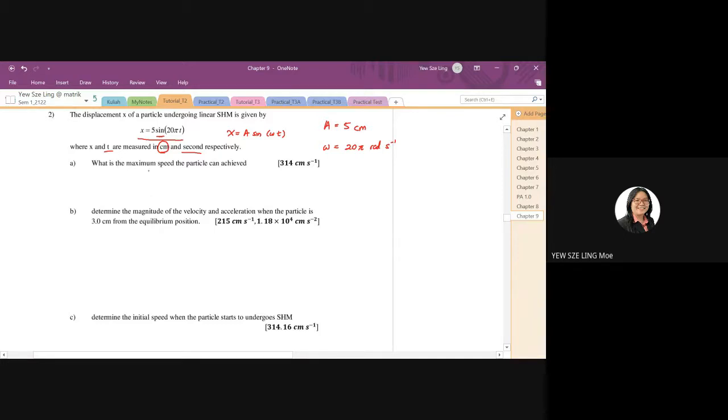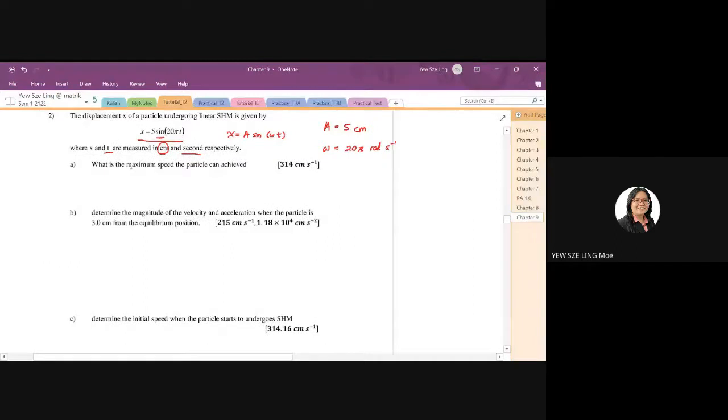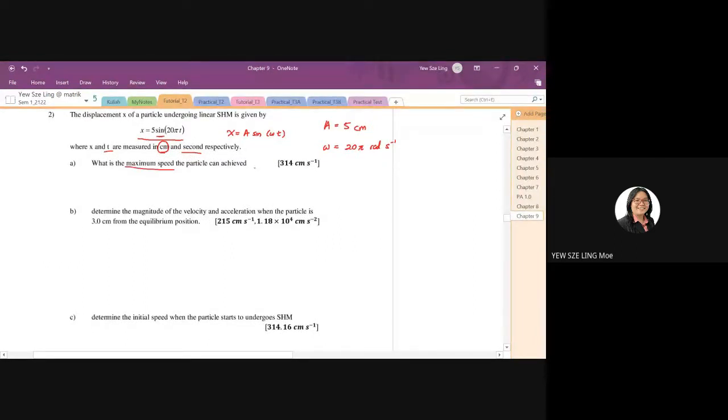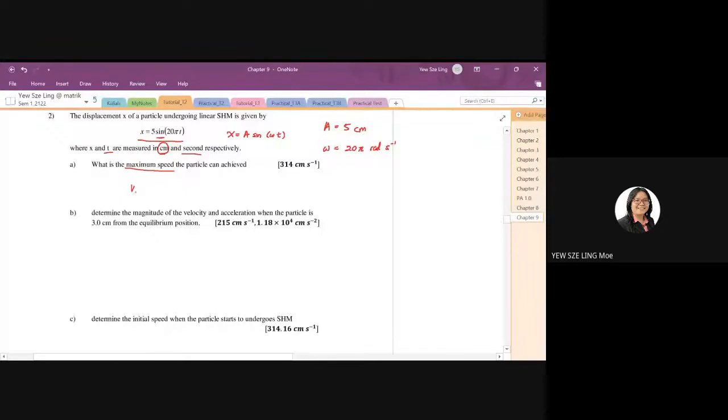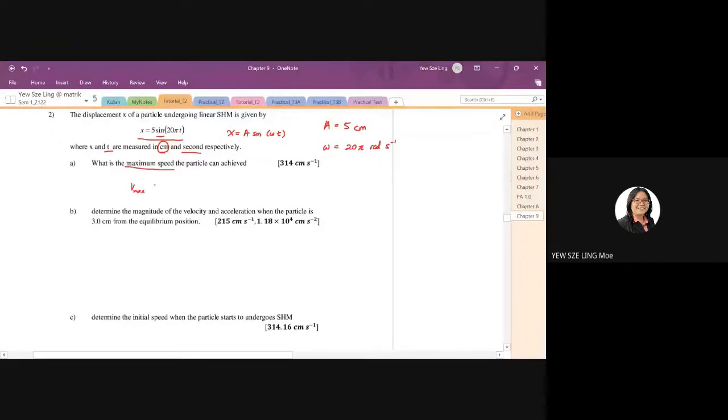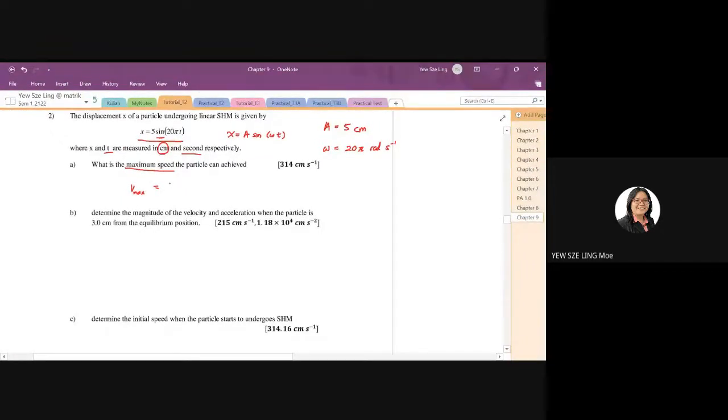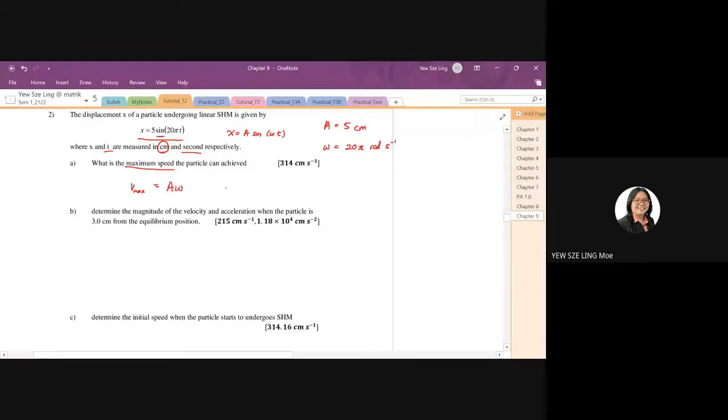So what is the maximum speed? Maximum speed is also your maximum velocity. What is the maximum speed the particles can achieve? According to the table, V max is equal to A omega. Now you have A, you have omega, you can then calculate the V.